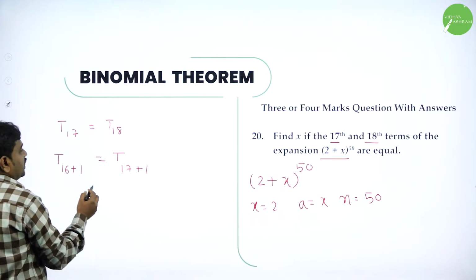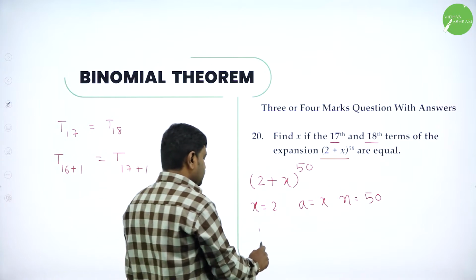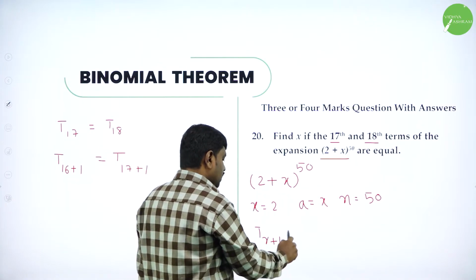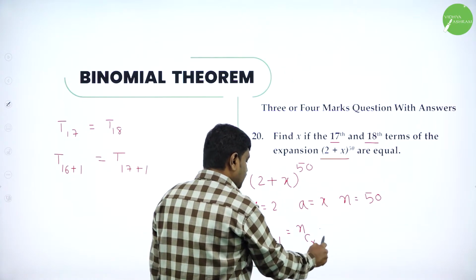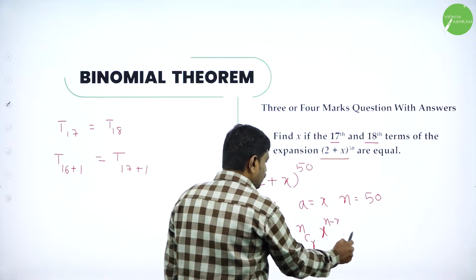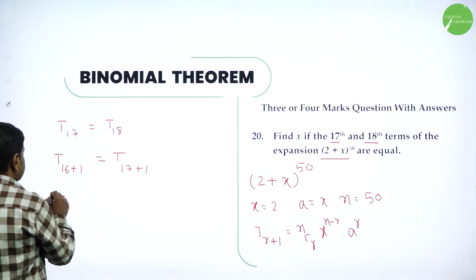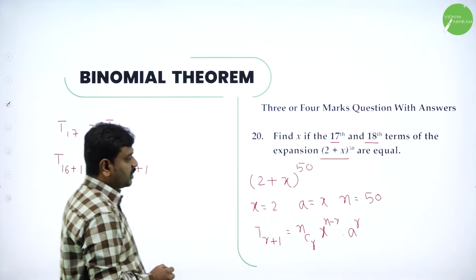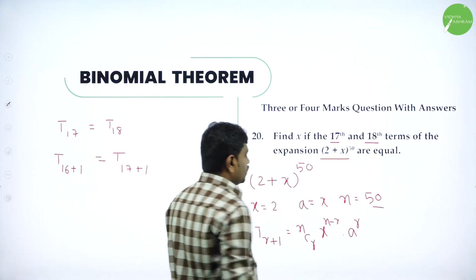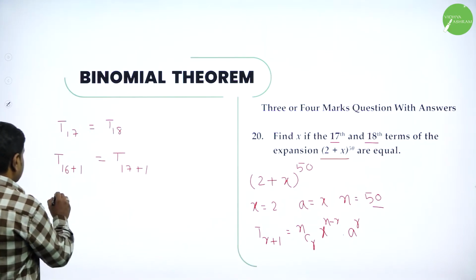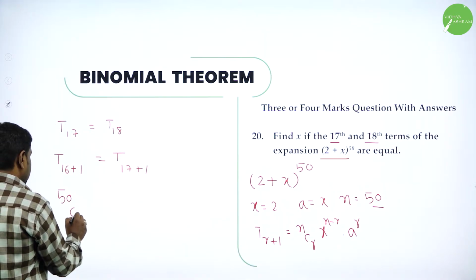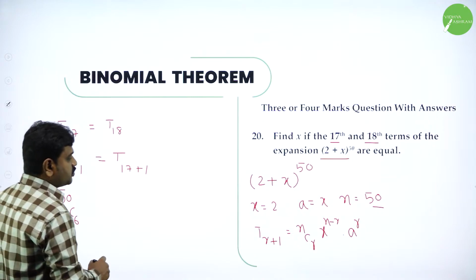This is nCr. The T(r+1) formula we should use. All of you know what is T(r+1)? T(r+1) is nCr x power n minus r into a power r. Use the same formula. nCr. What is n? Overall power. Overall power is what? 50. So nCr means 50Cr. That is 50C16. And x power n minus r.